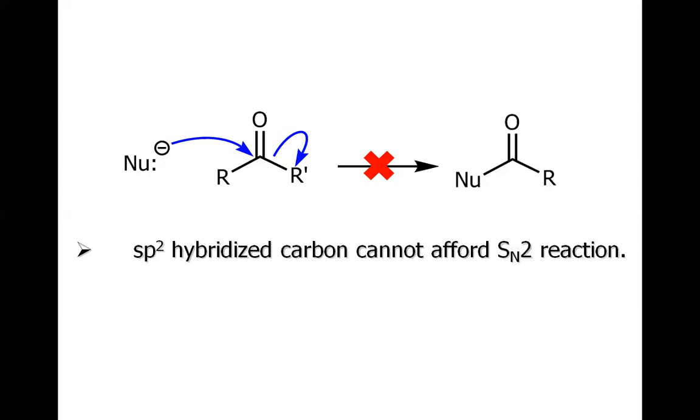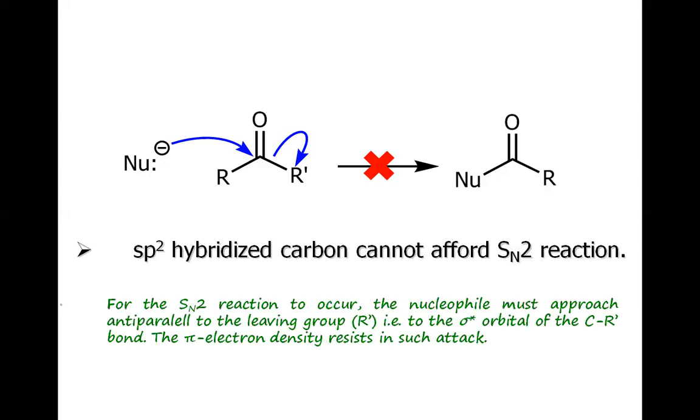But why does the sp2 hybridized carbon not afford SN2? Basically, for the SN2 substitution to occur, the nucleophile has to come anti-parallel to the leaving group, and in doing so, the pi electron density of this carbonyl will resist the nucleophile coming anti-parallel to this C-R prime bond. So the nucleophile does not have the right trajectory or the right path to approach the anti-bonding orbital of this C-R prime bond, so that this R prime may be removed. This applies not only to the carbonyl but also to the alkene. Similarly, the nucleophile cannot do SN2 substitution at an sp2 hybridized carbon, which is also the case in an alkene.